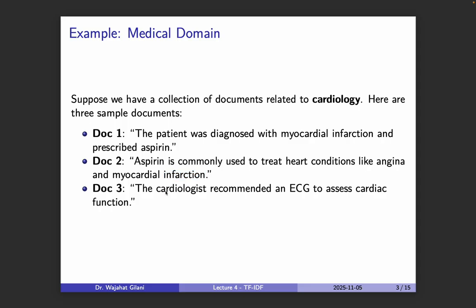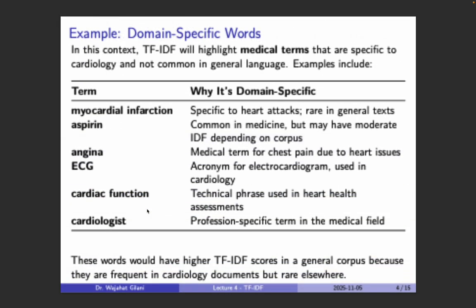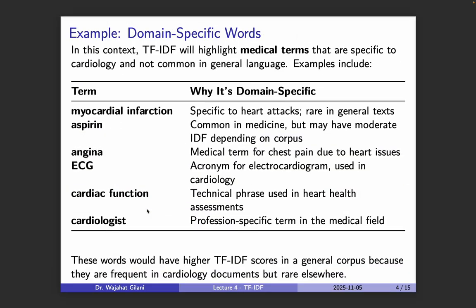Document 3: The cardiologist recommended an ECG to assess cardiac function. All right? 3 postings, right? And those 3 postings, we will define each posting as a separate document out of the whole corpus of data. Now, to calculate our TF-IDF, the whole point of calculating the TF-IDF in this set of documents is to highlight medical terms that are obviously specific to cardiology, but not in general language.